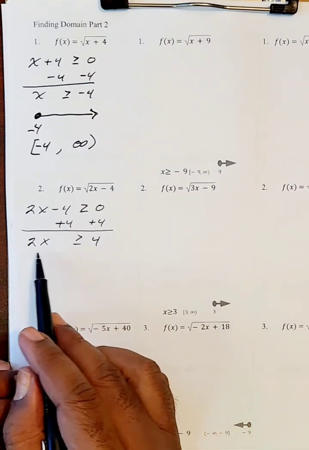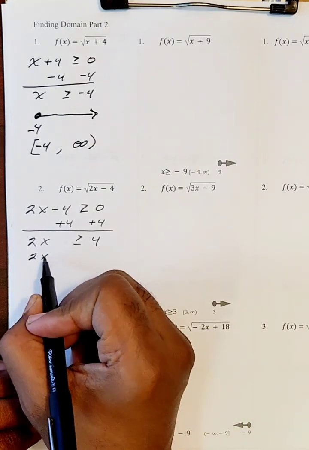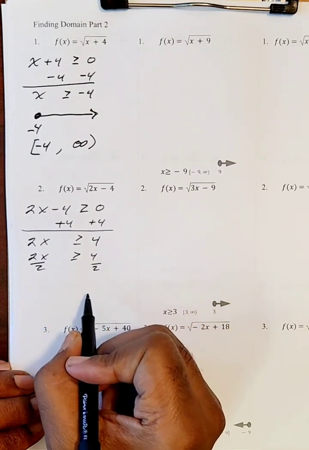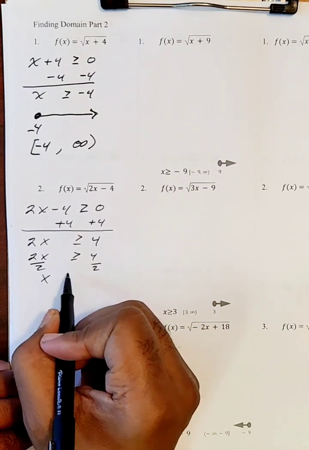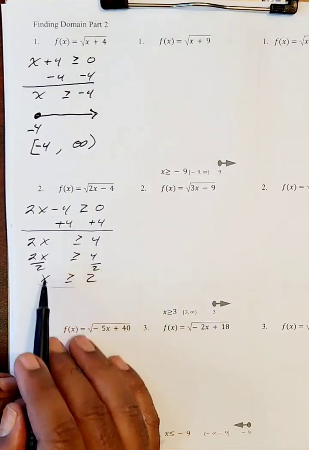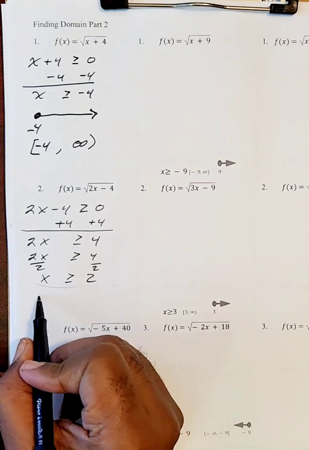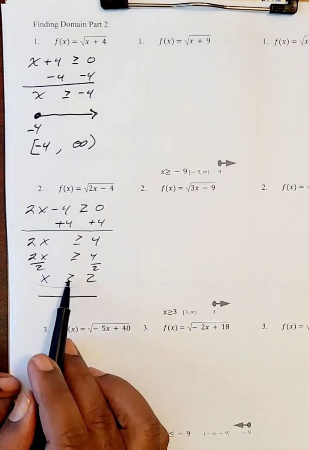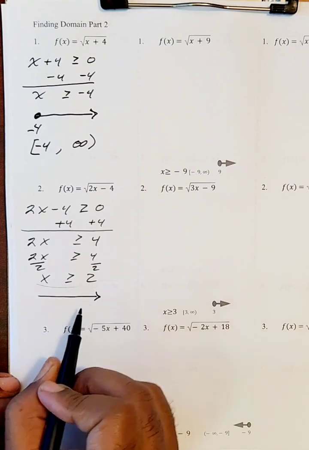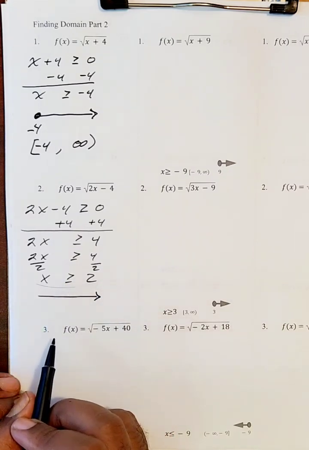And from here, we're going to divide both sides by 2. So we're going to take 2x greater than or equal to 4 and divide by 2 on both sides. This will give us 1x is greater than or equal to 2. Okay, this is a number line here, and this is a greater than sign, so it goes over here. The arrow here looks just like a greater than sign.